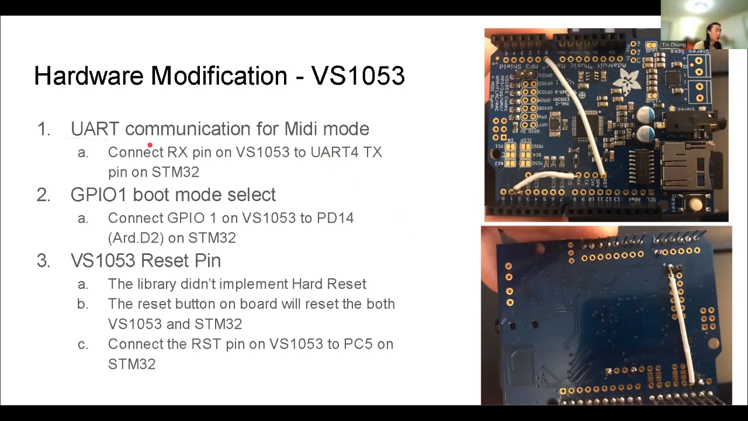And then it's the communication part. On the datasheet, it said I can send out the Midi message to the audio card either through UART or through SPI. But I couldn't figure out how to do it through SPI, so I decided to use UART. And so here is UART4 on our STM32 board, and I just connect the TX pin to the RX pin on the audio card.